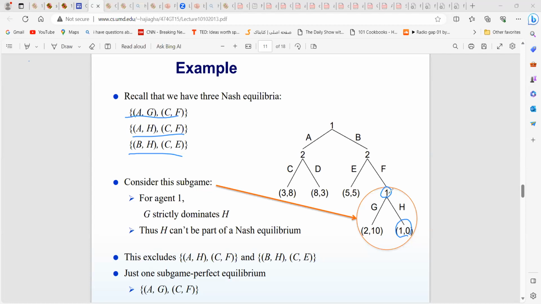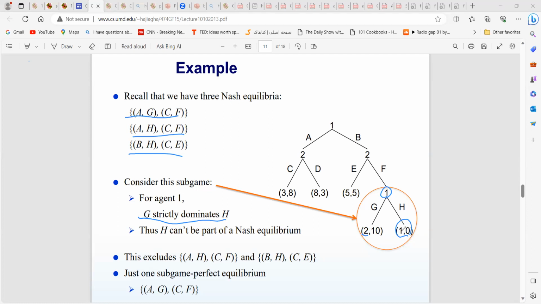But let's come to the first one. For agent one here, agent two does not make any move, so the whole game just depends on agent one. Agent two does not have any moves. If you don't have a choice, sometimes in life that is actually good, because you are forced to take the thing that is there for you, and you don't need to invest a lot and possibly regret it. This is the case for agent two. But for agent one, G strictly dominates H. Why? Because if he or she takes G, he or she gets two, and if he or she takes H, he or she gets one.